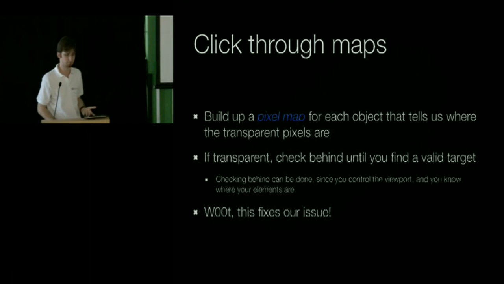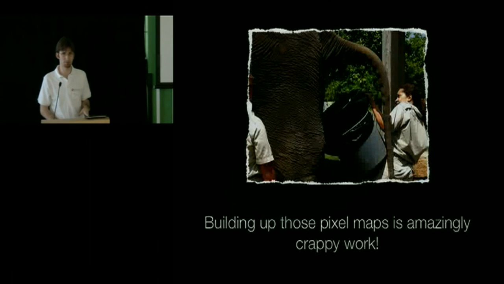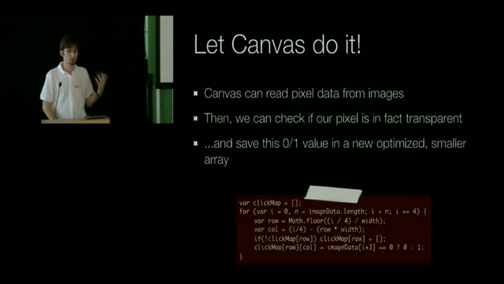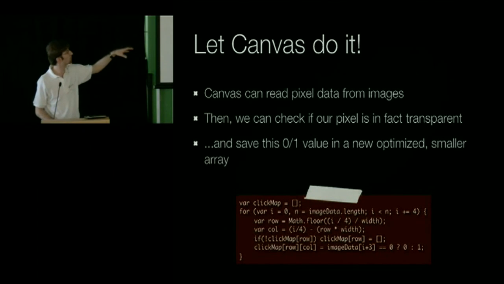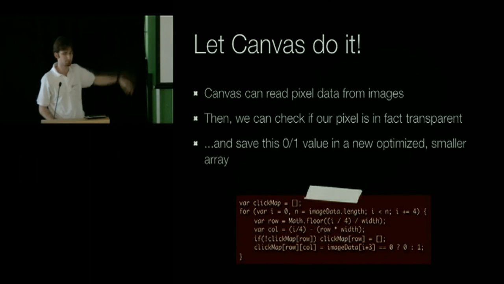However, building up those pixel maps is a huge pain because it really is not fun if you want to do it manually, right? You have to seriously find out all the pixel positions and get them into a map. So this is really not very effective. So we realized we can have Canvas do it. Canvas can actually read the pixel data from images. And then we can check if our pixel is in fact transparent and save this as a false value into a new optimized smaller array. And that array is built up in real time every time the engine is loading any kinds of graphics. So it just works. And this is really the only code you need for building such a pixel map, which is quite efficient. So that's how you match the click's intent.